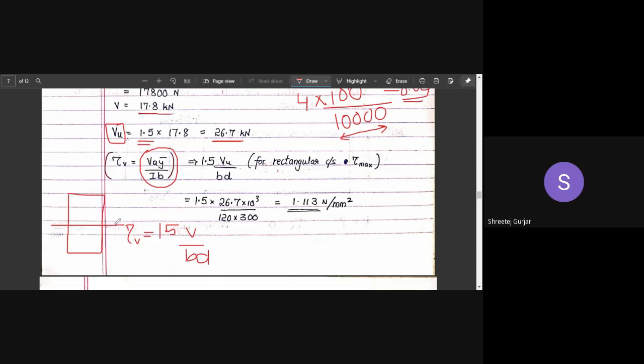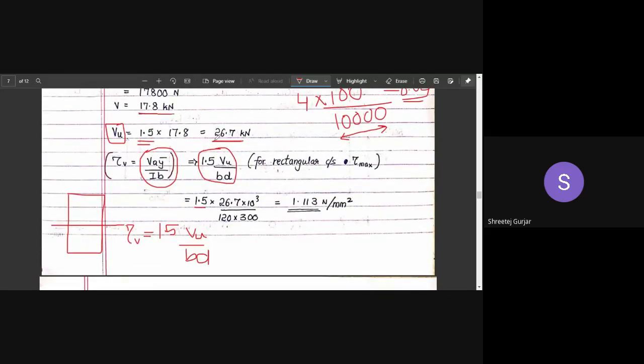For a rectangular section, if we want to calculate the maximum shear stress at the neutral axis, instead of the earlier formula we can directly substitute in this formula, VU/BD. We will get the same answer from both these equations, you can try. So this 1.5 is not the factor of safety, it is this particular 3/2 which is there. So VU/BD, with 1.5 as it is.